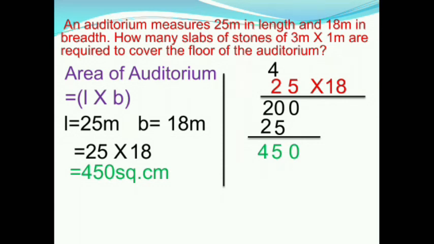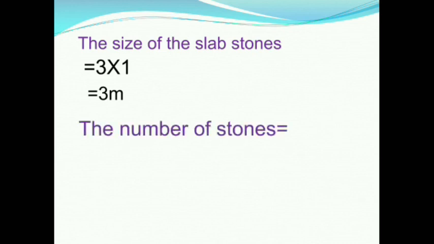Now we should find out how many slabs of stones are required to cover the floor of the auditorium. First we should write the size of the slab stones is equal to 3 multiplied by 1. 3 ones are 3. Therefore the size of the slab stone is 3 meter. Now we should find out the number of stones required. To find out, we should divide perimeter by the length of one stone. What is the perimeter? Yes, 450. What is the length? Yes, 3 meter.